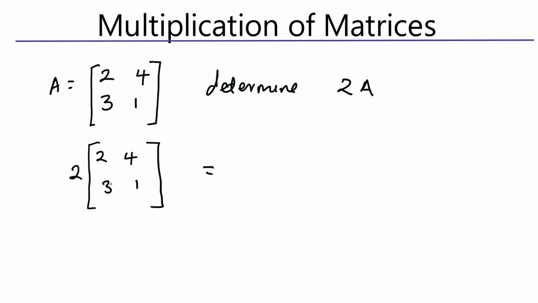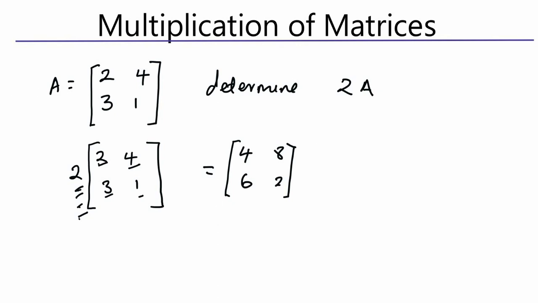Then to solve such a question, normally we multiply each element by the value that is outside our matrix. So for this case, it's going to be 2 multiplied by 2, 2 multiplied by 4, 2 multiplied by 3, and 2 multiplied by 1. So that we have 2 by 2 is 4, 2 by 4 is 8, 2 by 3 is 6, 2 by 1 is 2. So this is going to be the solution for the matrix 2A.